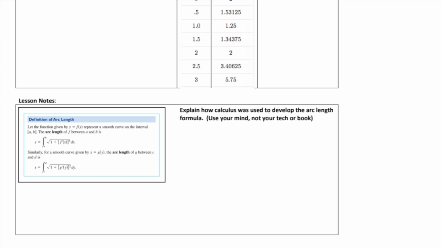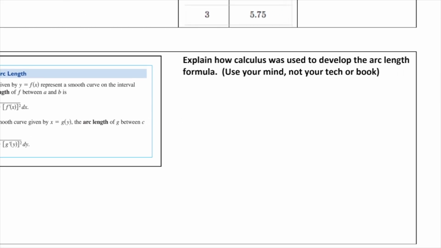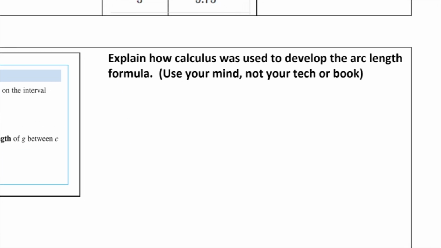So our goal is to explain how calculus is used to develop the definition for arc length and the formulas. We know from our work in the lesson preview that each one of our little lengths that create the arc length, delta L sub k, was equal to the square root of each one of the delta x sub k squared plus our delta y sub k squared.